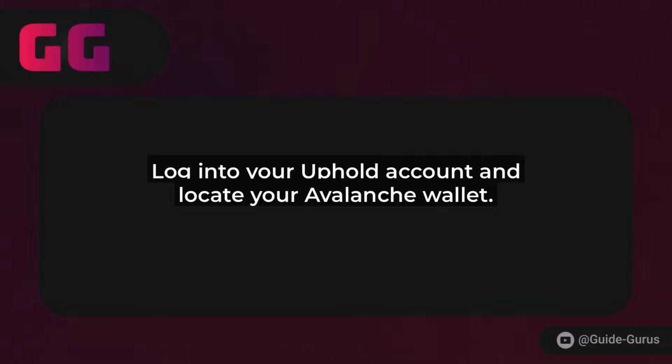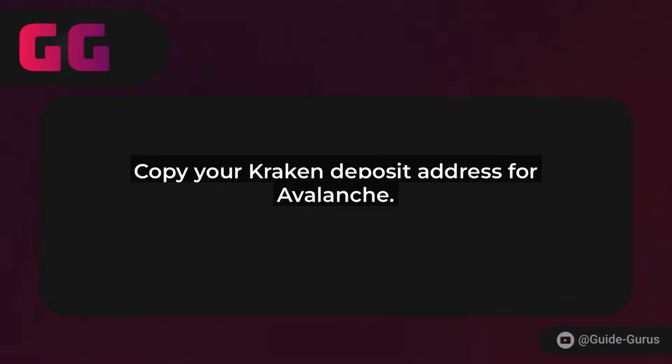Start by logging into your Uphold account. Once you're in, navigate to your wallet section and find your Avalanche balance. Click on it to access the withdrawal or send option. Look for something like send or withdraw crypto.